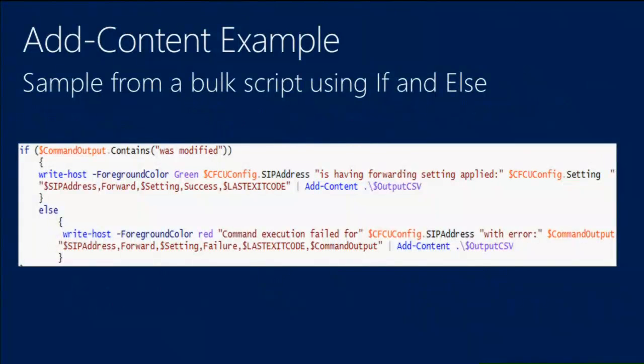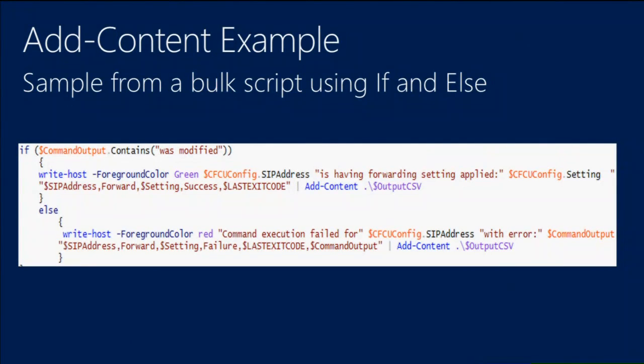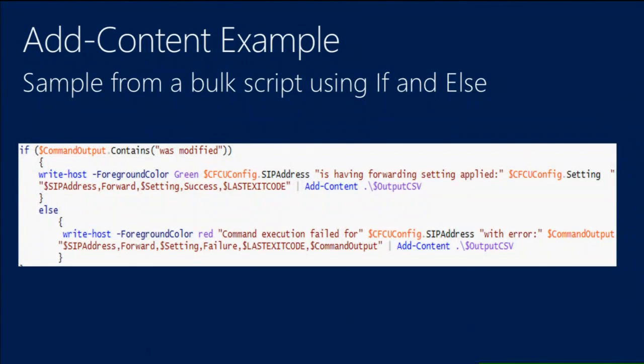So this is actually the code example. What we're doing here is an if on the command output, and if that command output contains was modified, so the command ran successfully, and we pull that through our output file, we write to the host that user is having forward settings applied, and then we write a line into our CSV file. Then we do the else command, which says if any have failed, we write a very similar action, but we write to screen that the command execution failed, and when we write the data into the CSV file, we put the failure in instead of the success.